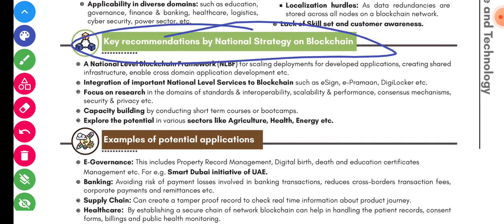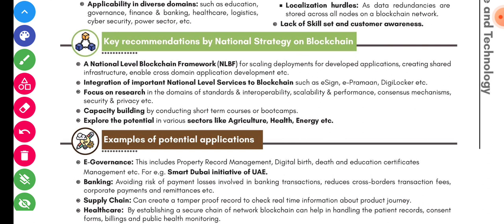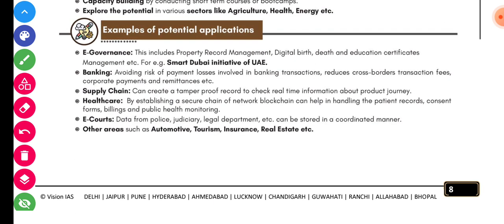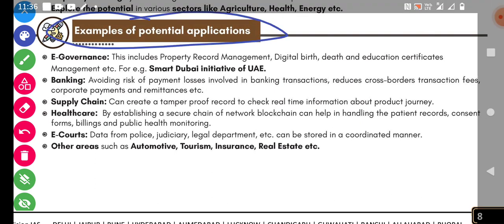And what are the key recommendations by the national strategy on blockchain technology? A national-level blockchain framework for scaling developed applications, creating shared infrastructure, enabling cross-domain application development and integration of important national-level services to blockchain such as eSign, ePramaan and DigiLocker, etc. And focus on research in the domains of standards and interoperability, scalability and performance, consensus mechanisms, security and privacy, and capacity building by conducting short-term courses or boot camps, and explore the potential in various sectors like agriculture, health, energy, etc.